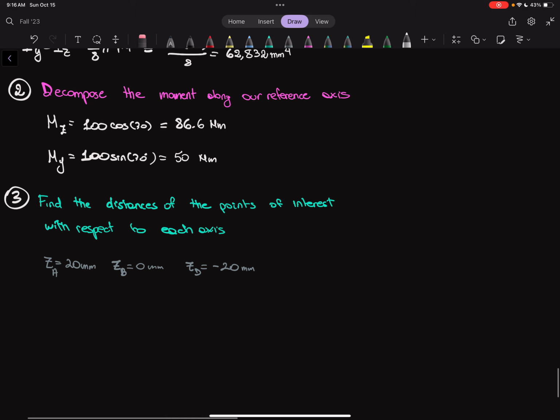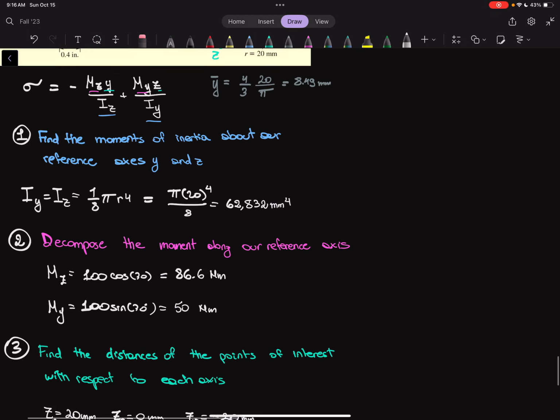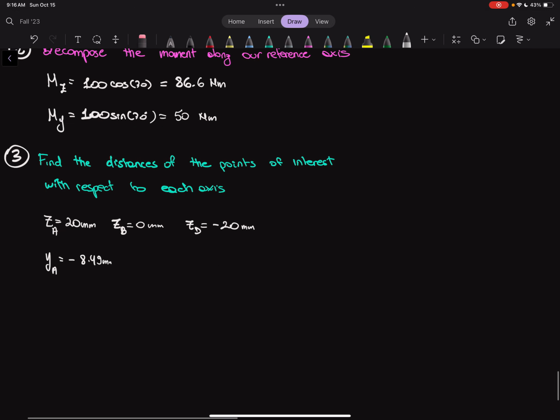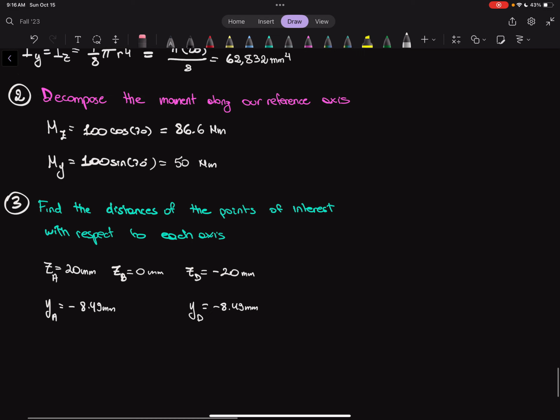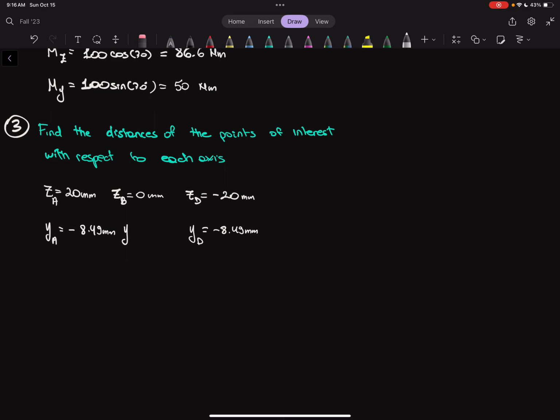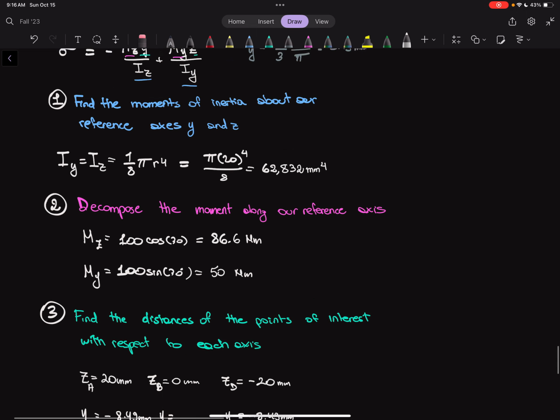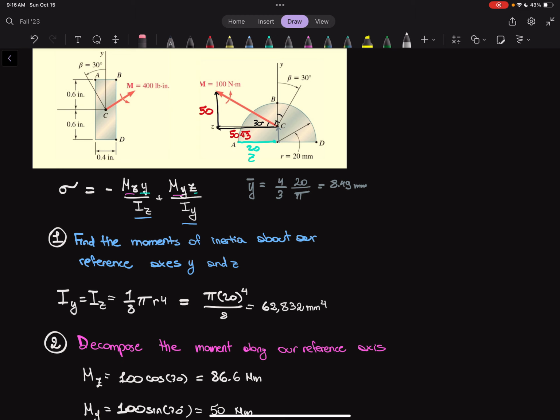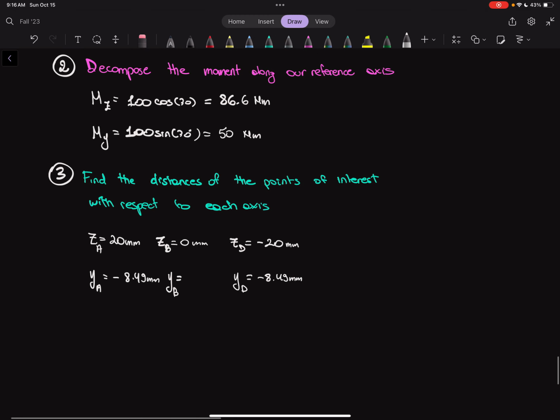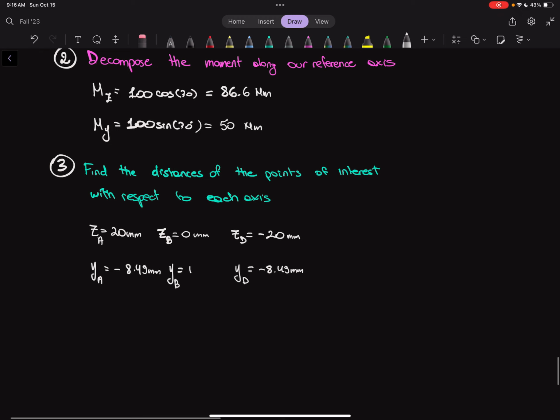And so my YA is going to be minus 8.49 millimeters. My YD is also going to be minus 8.49. And my YB is going to be what? Well, it's going to be the radius, 20, minus 8.49. That's 11.51 millimeters.